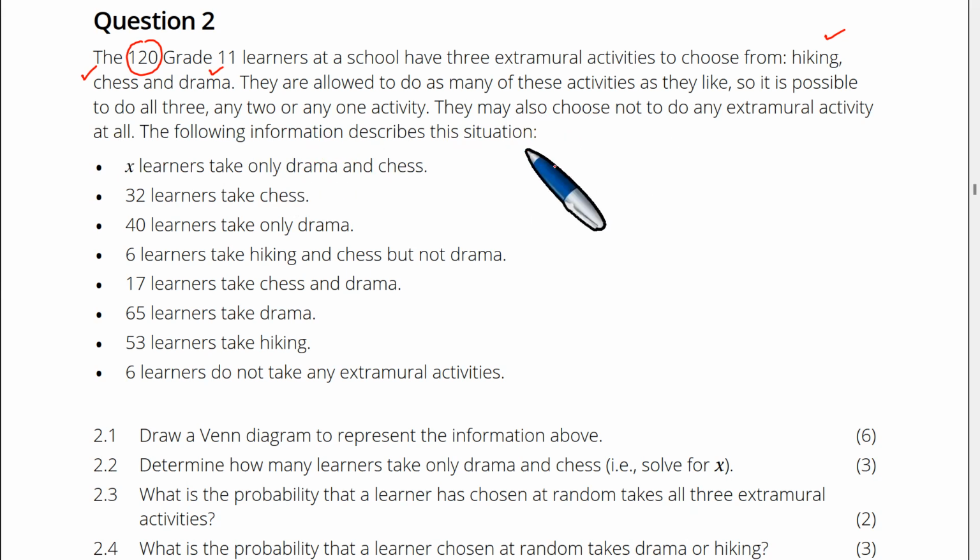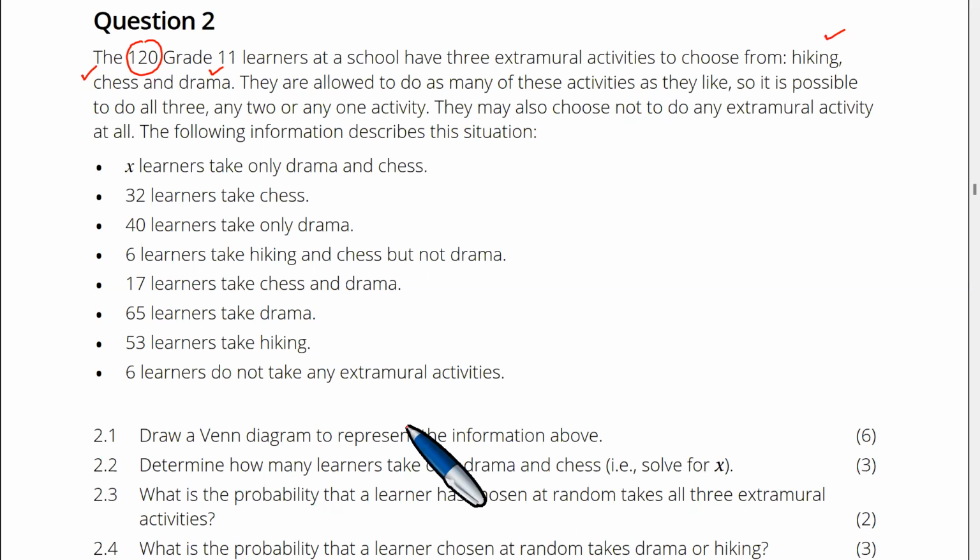The following information describes this situation. X learners take only drama and chess. 32 learners take chess. 40 learners take only drama. 6 take hiking and chess, but not drama. 17 learners take chess and drama. 65 learners take drama. 53 learners take hiking. 6 learners do not take any extramural activities. They don't. Okay, 6 take nothing. Right. So draw a Venn diagram to represent the above information.